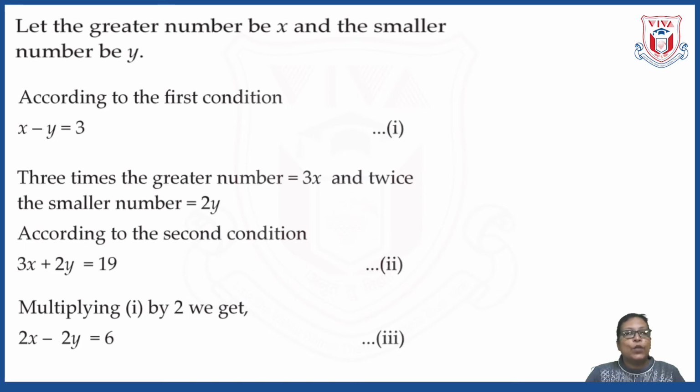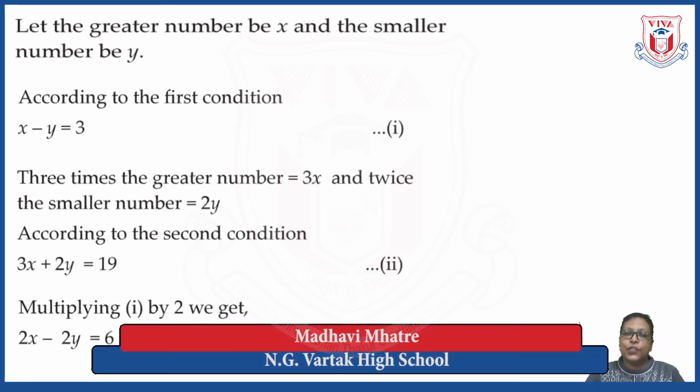So multiplying equation 1 by 2. Why? Because in equation 2 the coefficient of y is 2, and in equation 1 also I want 2. So I am multiplying equation 1 by 2. So the new equation is 2x minus 2y is equal to 6. Don't forget to multiply on the right hand side also. Okay, in a hurry you multiply on the left hand side and forget to multiply on the right hand side. Don't do so. Here when we are multiplying the equation, we have to multiply each and every term. Okay. So the new equation is 2x minus 2y is equal to 6.